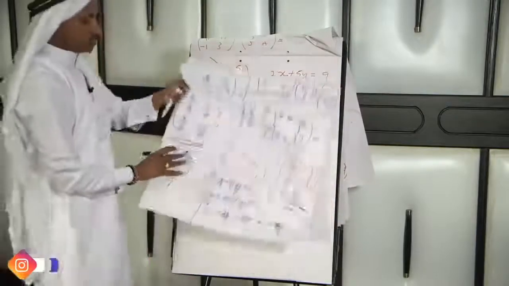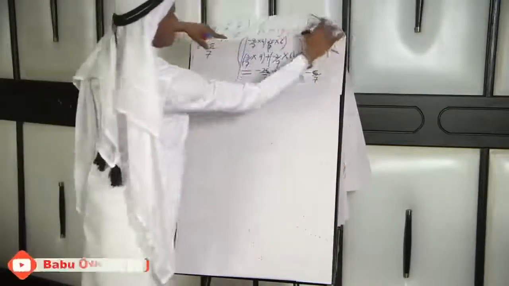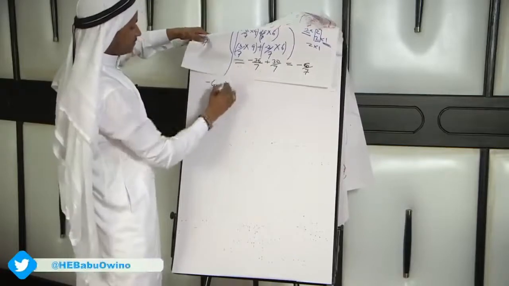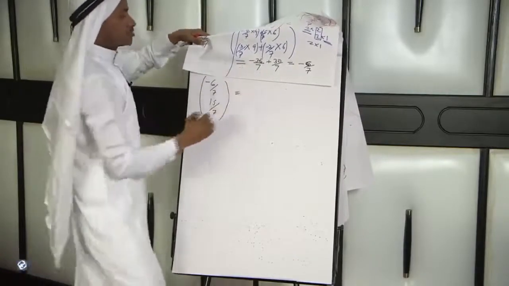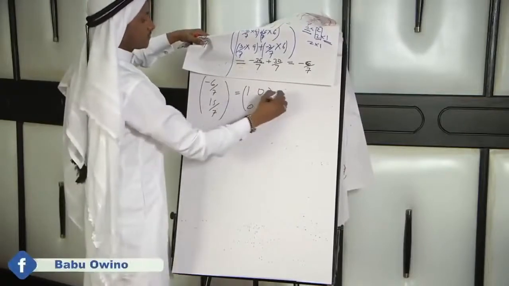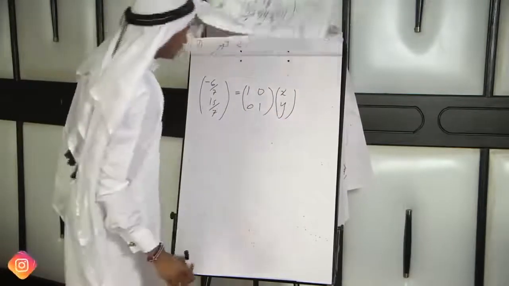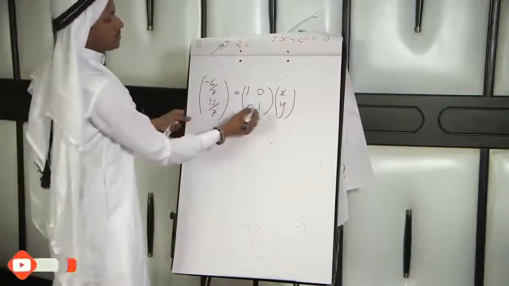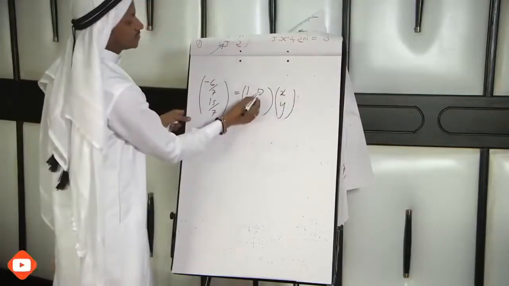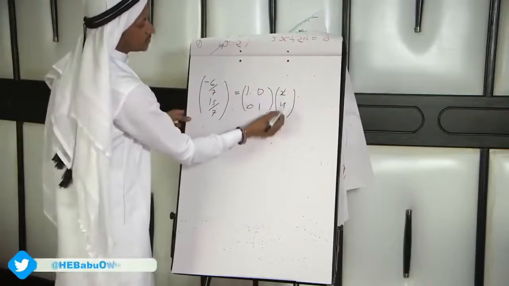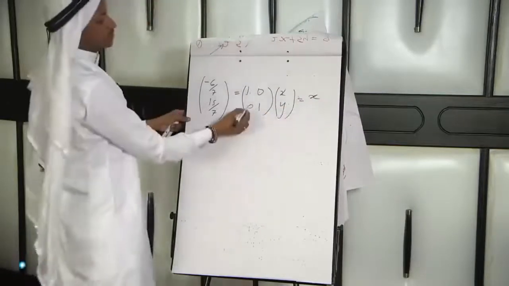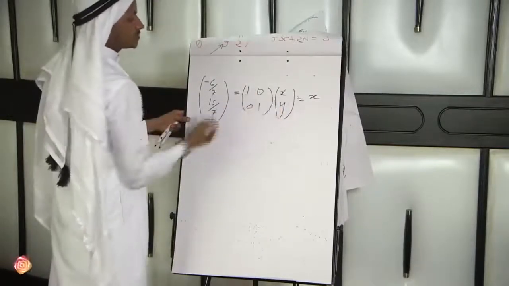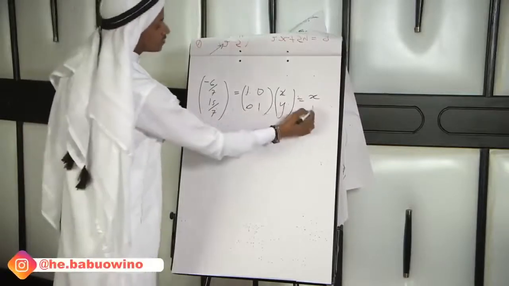Let me make sure you be neat. Just check here. The first value is minus 6 over 7 and the next value is 15 over 7, which we equate to 1, 0, 0, 1, then x, y. When you multiply this, you get 1 times x is x plus 0 times y is 0. So x plus 0 is x. Then 0 times x is 0 plus 1 times y is y.